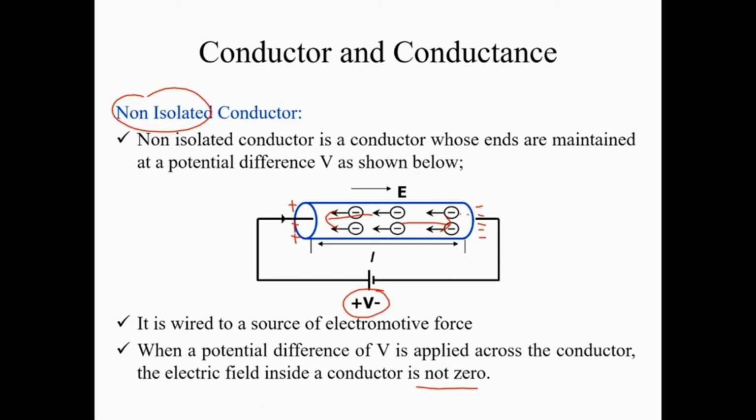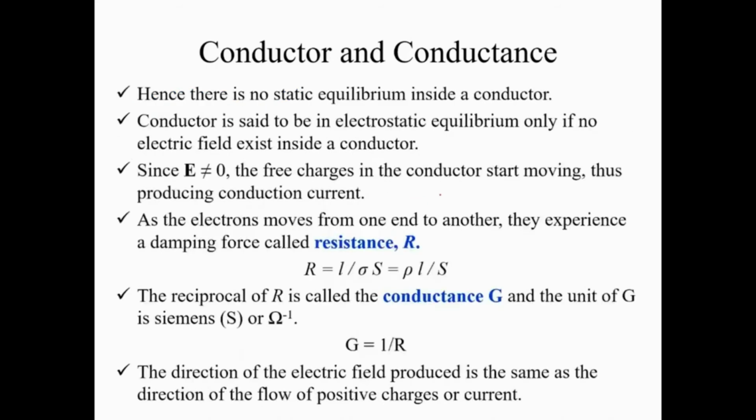The negative charge over here will go again, and the positive charge here will go again, so there is no static equilibrium inside the conductor. Only if no electric field exists in the conductor does it reach equilibrium.